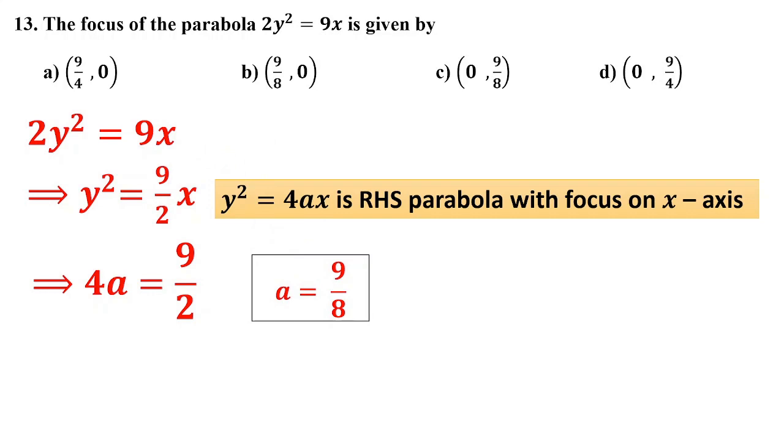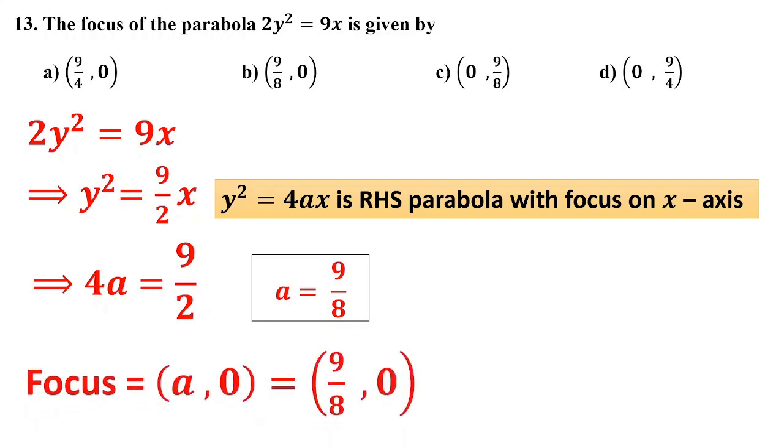Now, this is a right hand side parabola. Therefore, it will have its focus on the x-axis, which is given by a comma 0. Therefore, it is 9 by 8 comma 0. Therefore, the option is B.